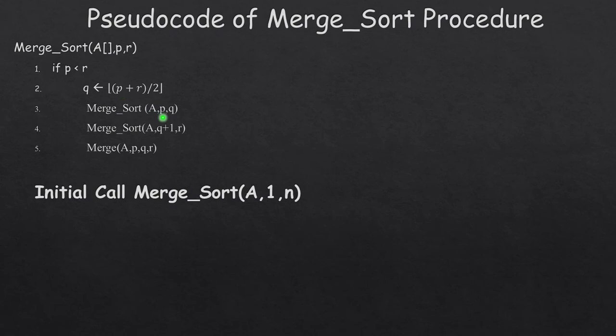Then based on the Q value, merge sort is called twice: merge sort of A, P, Q and merge sort of A, Q plus 1, R. Actually, I am calling merge sort on the left part and also on the right part based on the Q value. From P to Q, I am applying merge sort again, and also from Q plus 1 to R. So actually this is a recursive code. So in the end I am calling the merge procedure. This procedure will be more clear when we look at the example. Just remember the initial call is from 1 to n.